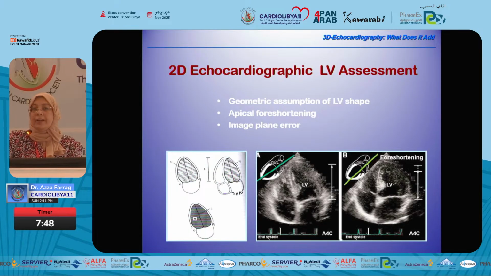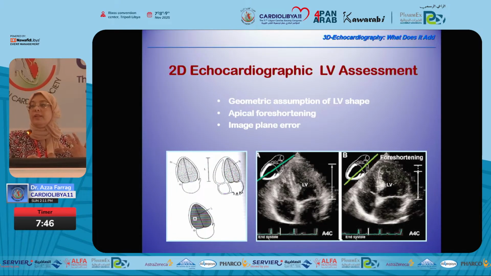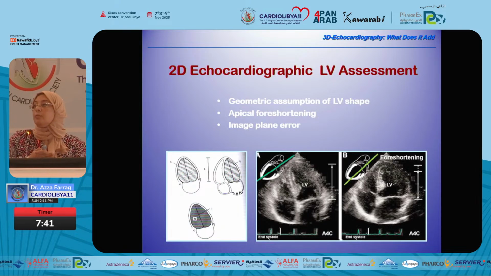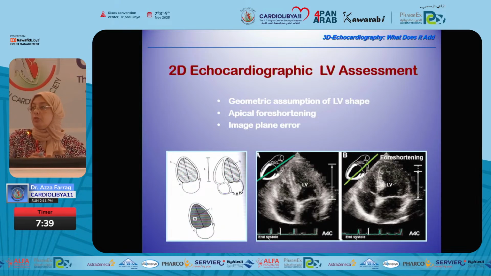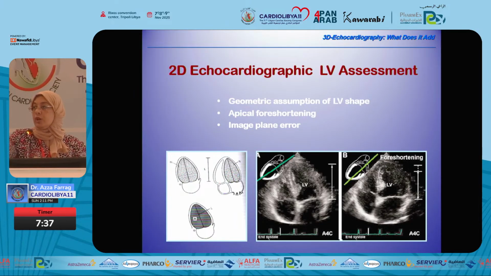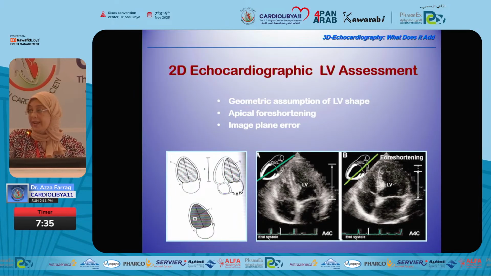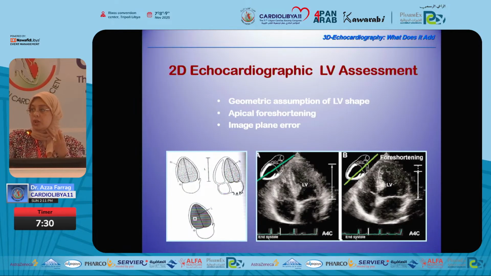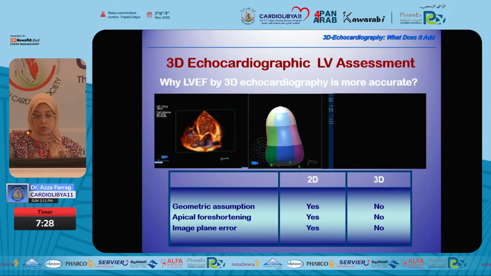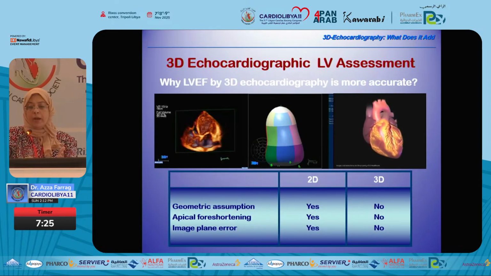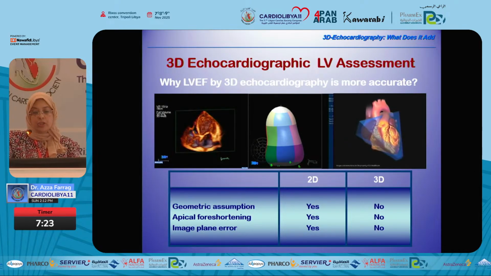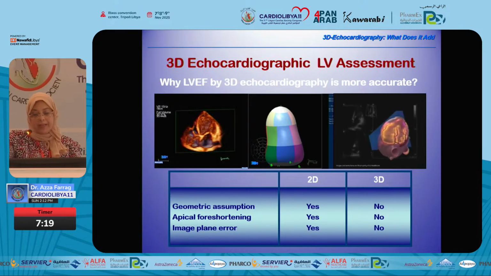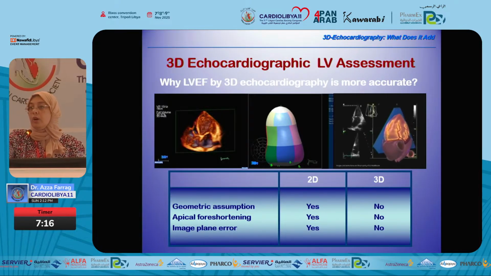And the image plane error, by which I mean that most of our machines consider the apical four chamber perpendicular to the apical two chamber. This is not true, because the apical four chamber is perpendicular to the apical long axis. This is the 90 degrees. So we must choose our ejection fraction based on these two views. So by estimating ejection fraction by three-dimensional echo, we have no geometric assumption, no apical foreshortening, and no image plane error.